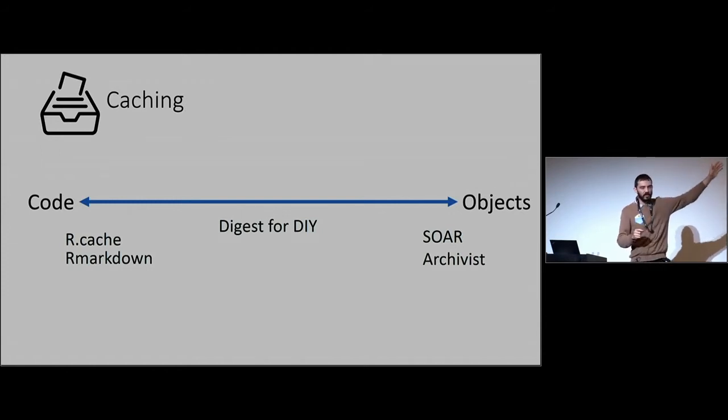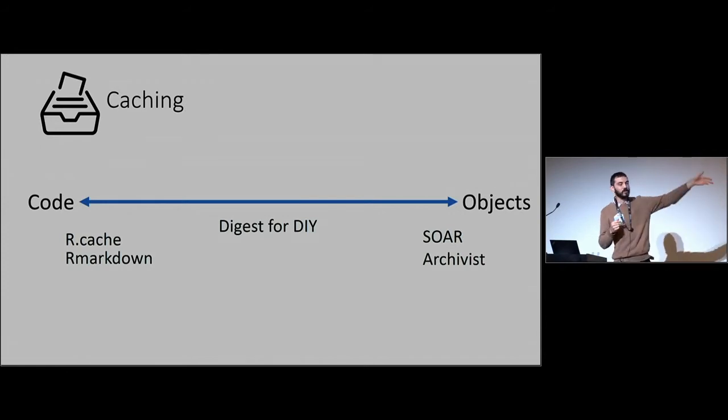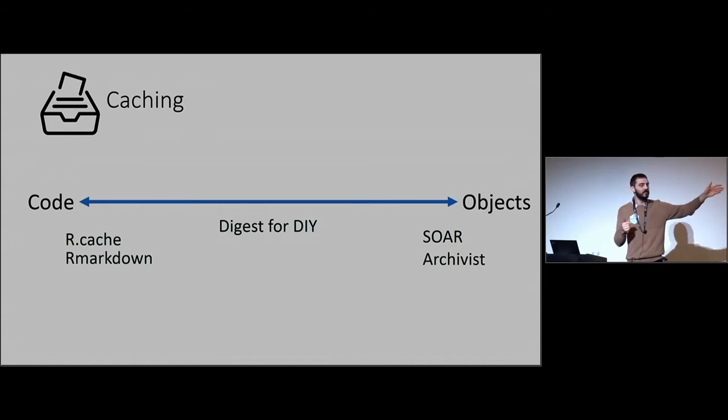So there's a bit of a spectrum of caching packages out there. If you've got chunks of code that you're interested in caching, R markdown actually has some built-in caching functions there. The rcache package will do that quite nicely, so that if you're using the same functions a lot, you get results much faster. And on the other end of the spectrum, looking at objects in your workspace, I find the saw package and the Archivist package have been quite useful for taking care of intermediate results. You can also roll your own if you're really feeling brave.